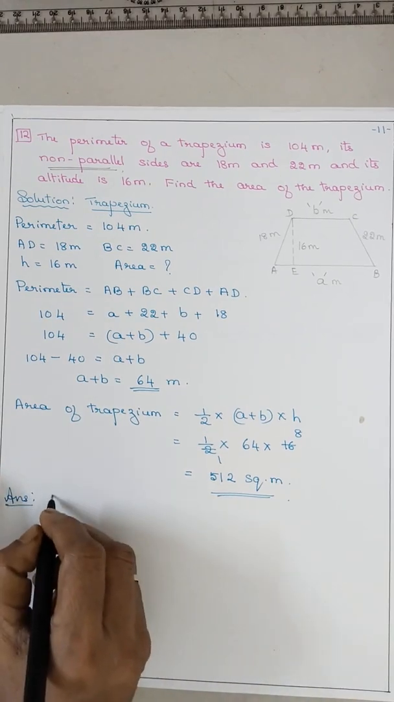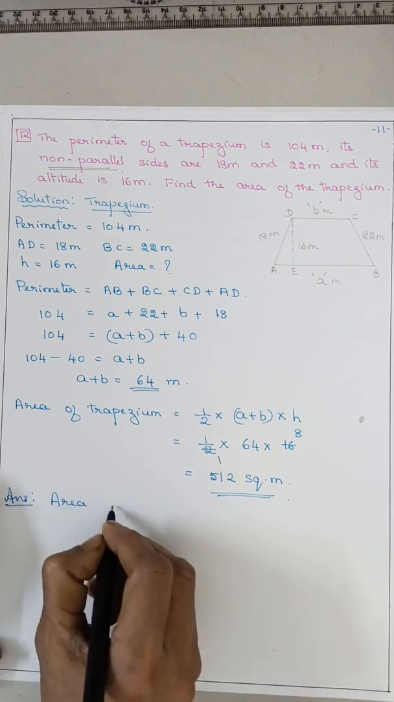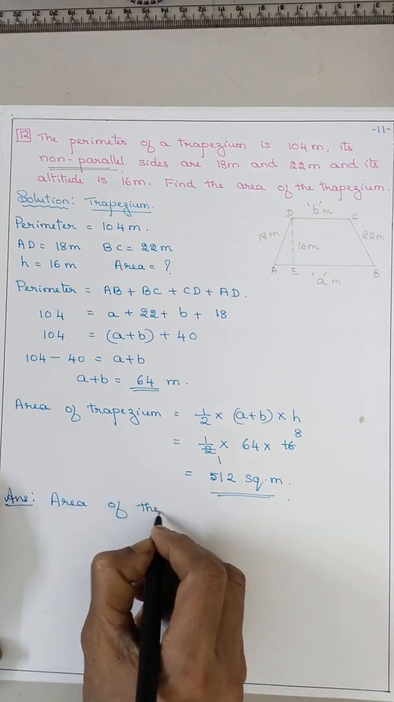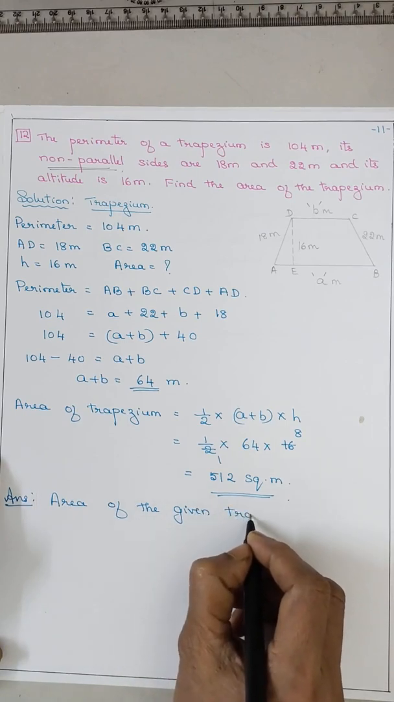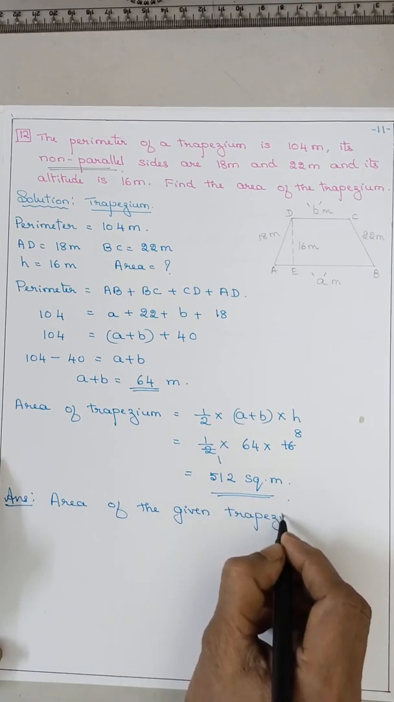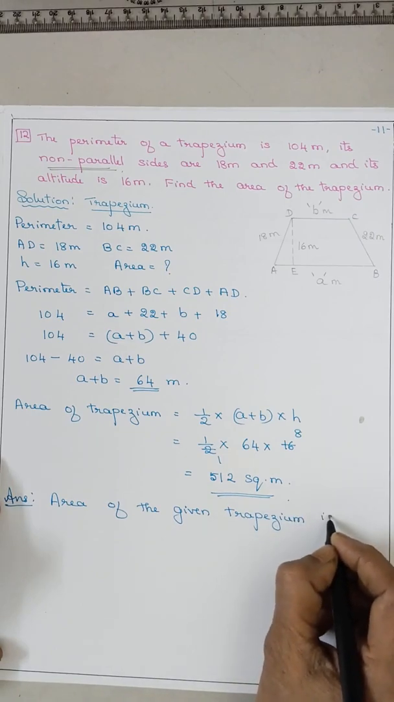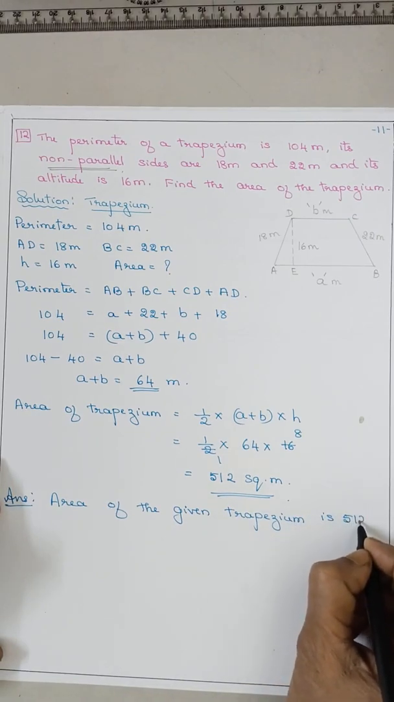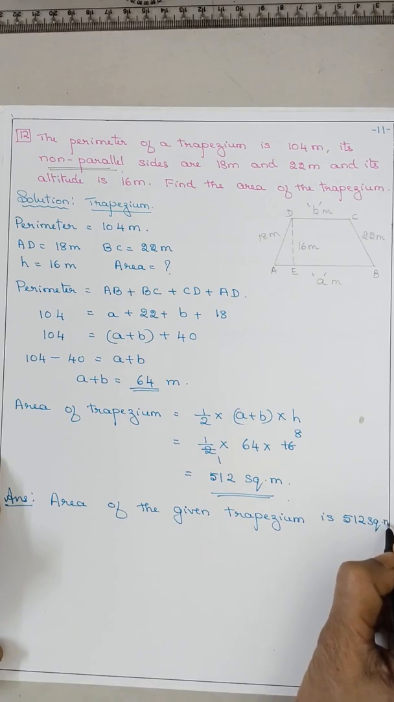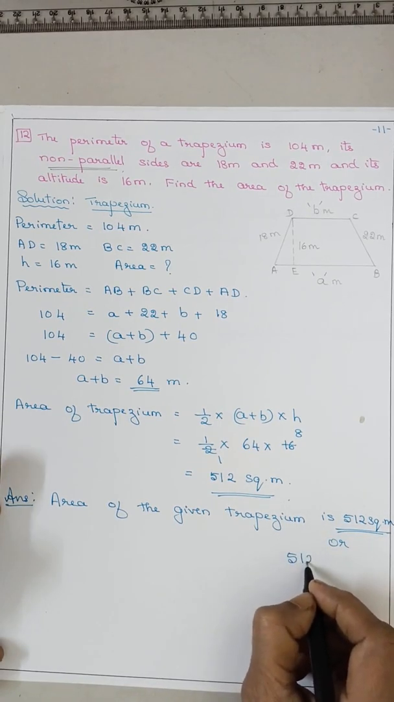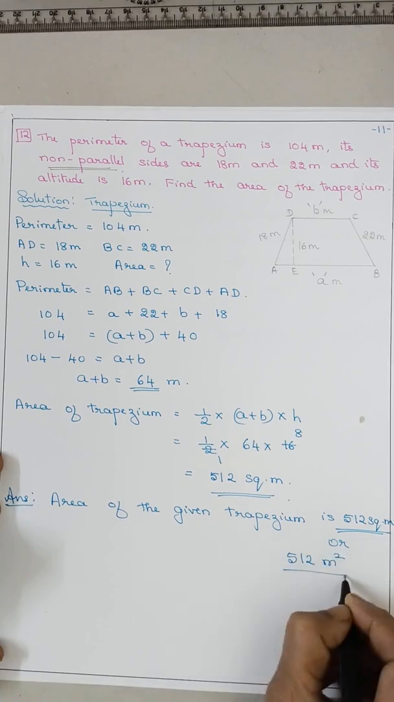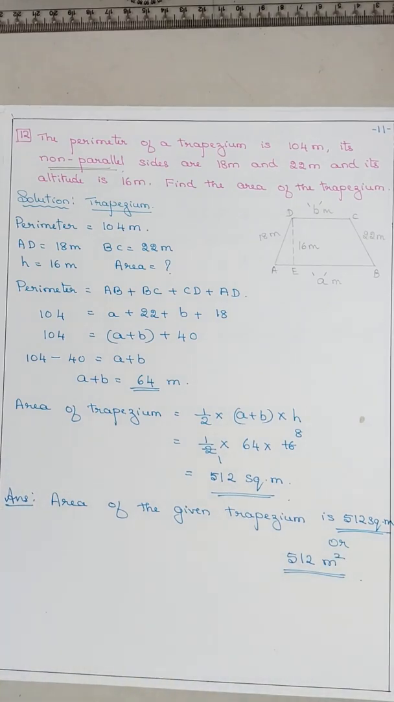Put A plus B in the formula and then find out area. Answer: area of the given trapezium is 512 square meter or 512 meter square. You can write in both the ways.